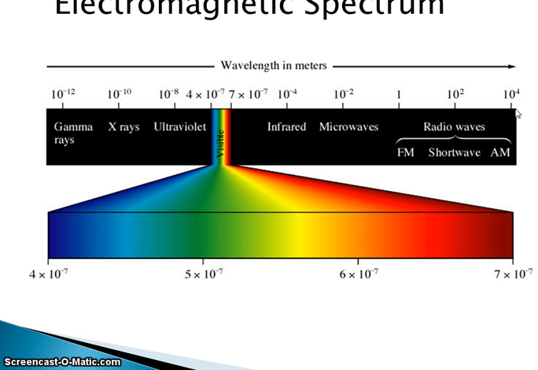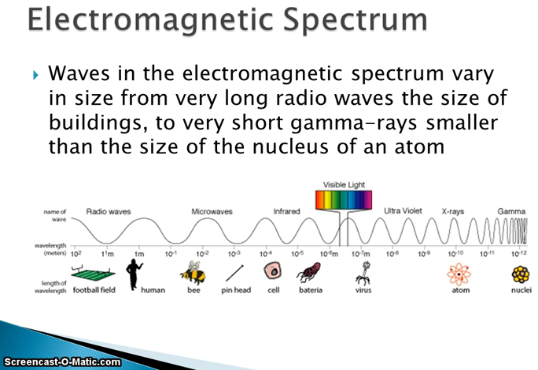Now, the visible spectrum is what our eyes can actually pick up or determine. And that's in the range, very small, within our electromagnetic radiation between 4 times 10 to the minus 7 and 7 times 10 to the minus 7 meters. Now, those numbers are hard to deal with, so let's relate them to lengths that we're a little bit more familiar with. The waves in the electromagnetic spectrum vary in size from very long radio waves to very short gamma rays.